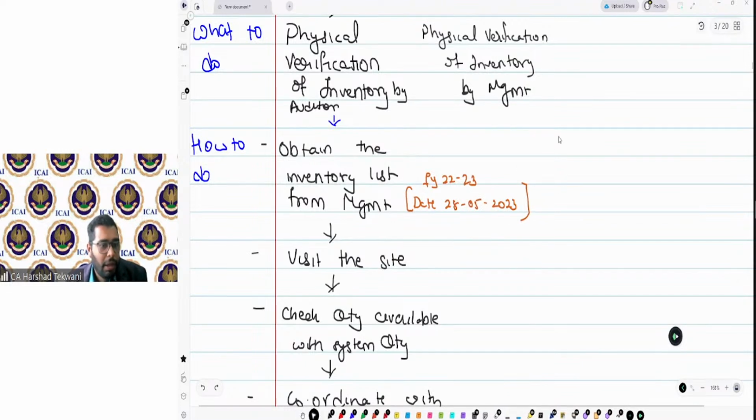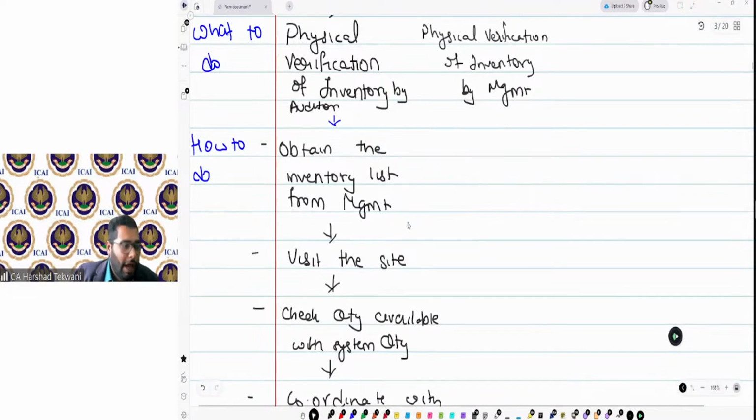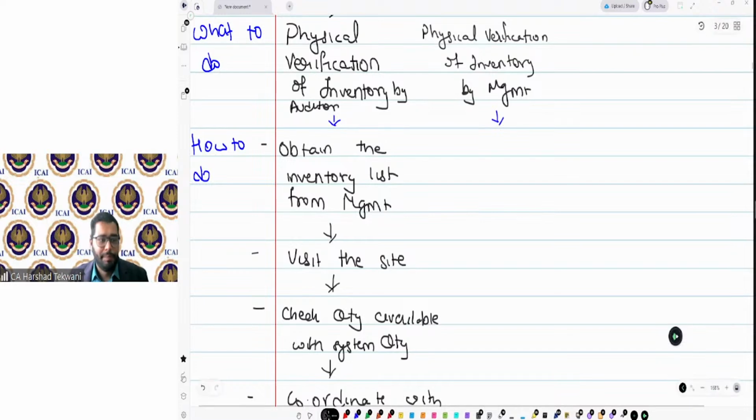Now, I will be talking about inventory count performed by the management and what is the role of the auditor in that scenario. So let's say physical verification of inventory is performed by management. What will you do? Is it important for you if any of the physical verification is being performed by management? Is it relevant for you as an auditor?